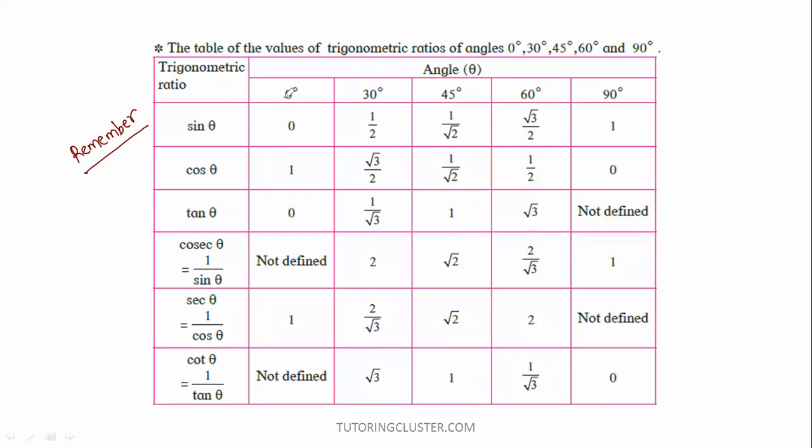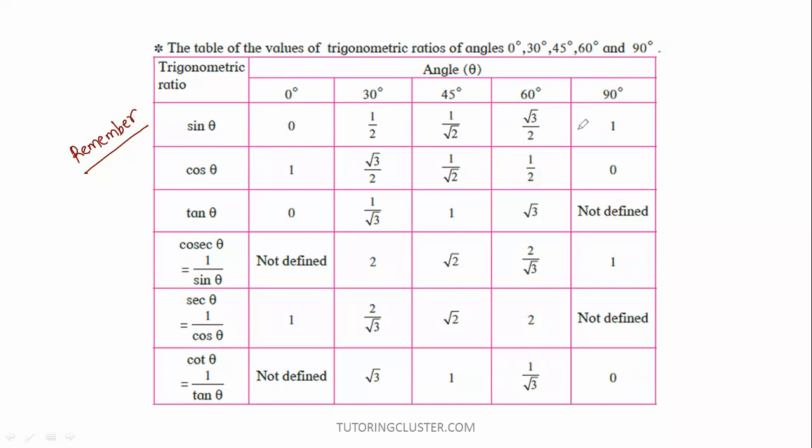Now, angles are what? 0 degree, 30 degree, 45 degree, 60 degree, and 90 degree. So sine 0, it is what? 0. Then sine 30, it is 1 by 2. Sine 45, 1 by root 2. Sine 60, root 3 by 2. And sine 90 degree, it is 1.